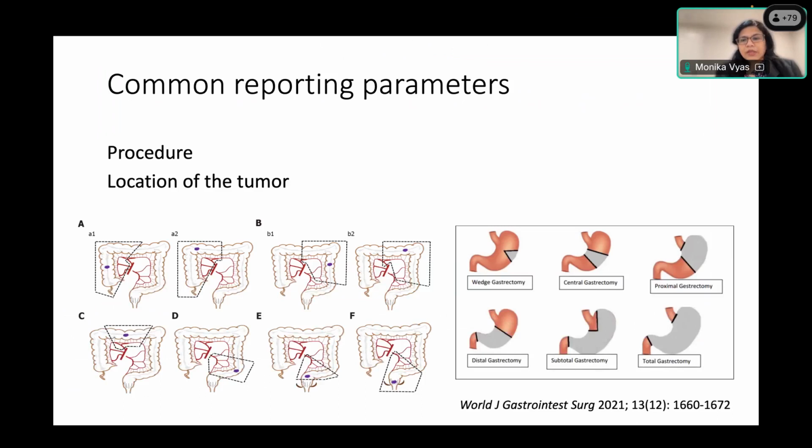So let's begin with the reporting parameters. We talk about the procedure that was done, and this information is easily available in the operative report. We try to review, before starting on the specimen, what kind of specimen we are dealing with. If we're dealing with a right hemicolectomy, we have to find the terminal ileum and open it.